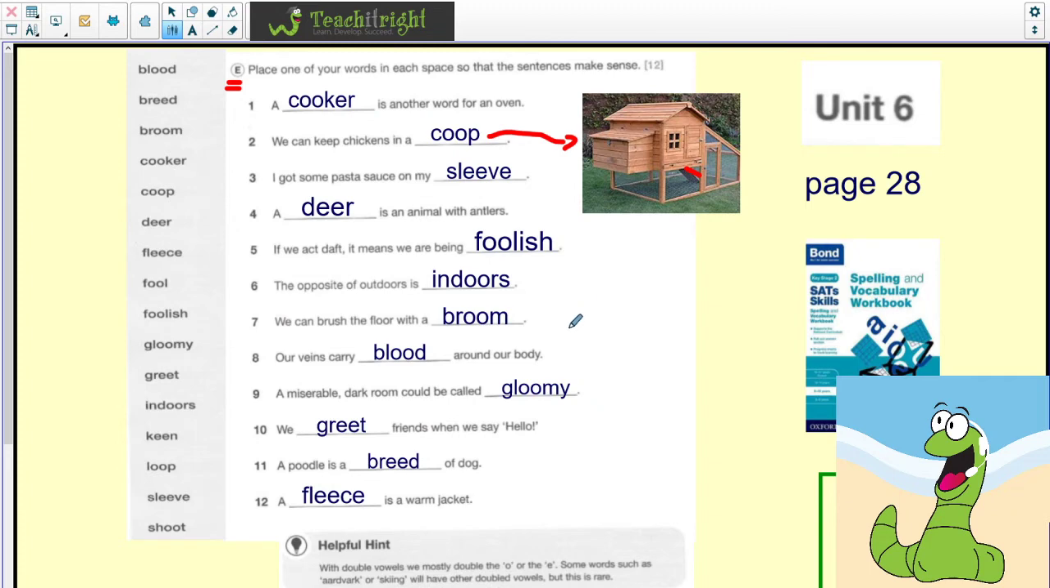Our veins carry blood around our body. A miserable dark room could be called gloomy. We greet friends when we say hello. A poodle is a breed of dog, and a fleece is a warm jacket. So well done if you got all of those right. Again, you can just come down the side if you want, give them a tick. Again, just crossing out the words on your list can really help you as well, so you know you're limiting your choices.